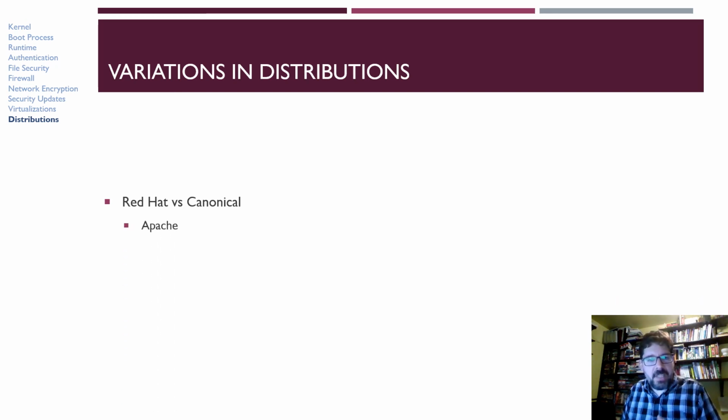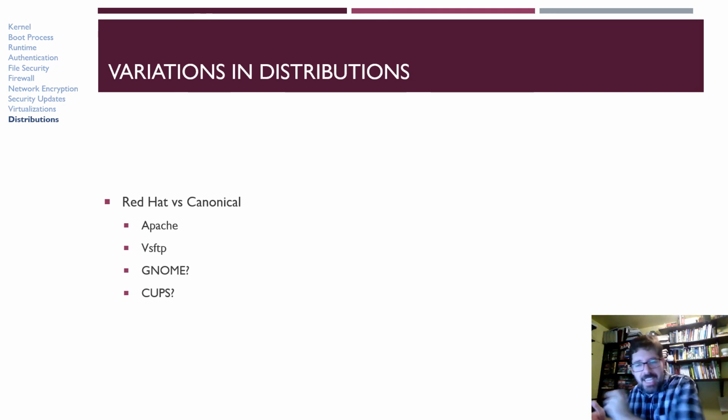Now, as far as the distributions of Linux go, why do we care about those in this lecture? Because different distributions have different tools and utilities that are available to us and what they implement. So, for example, Red Hat and Canonical, both of them include Apache, both of them use VSFTP, both of them have GNOME for the desktop, although you can use other desktops if you like. Some distros underneath Canonical use KDE or something like that, and they both have some variation of CUPS. And that stuff you can pretty much expect in most of the distributions.